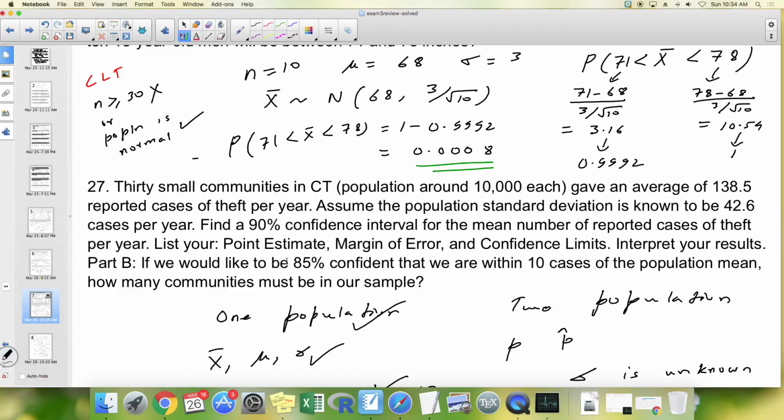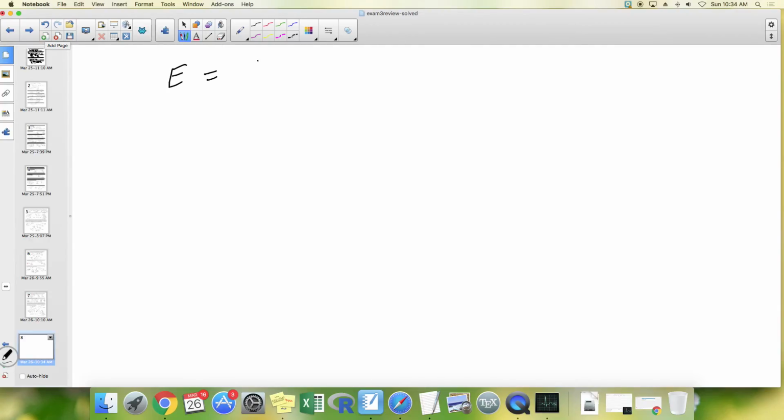Actually, we have part B. So let's also get on with part B. Part B is like if you would like to be 85% confident and we are within 10 cases of the population mean. All right, so this is a reverse kind of problem. So here they want E to be 10 and they want C to be 0.85. So that means we have to calculate ZC, which we have learned how to do. And if you haven't, then you should start that. So ZC shall be 1.435. This I'm not explaining how. That is your job to learn how to do that.